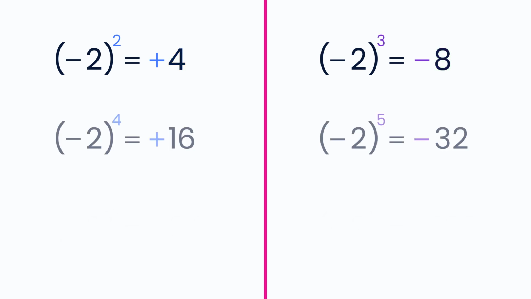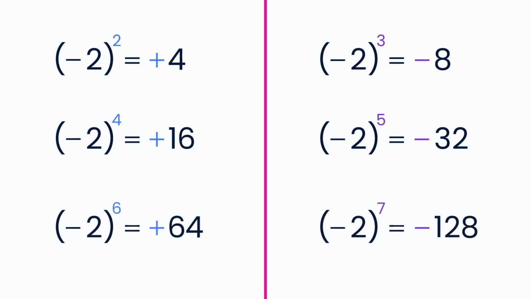It turns out that this is always true for powers with negative bases. This means that you can look at the exponent and instantly know the sign of the answer just by checking whether the exponent is even or odd. Let's look at another example.